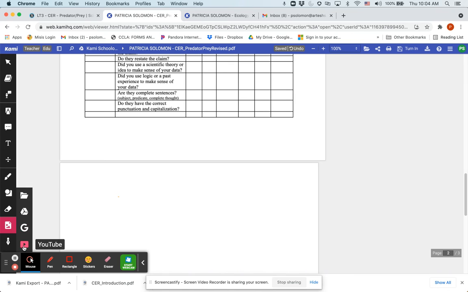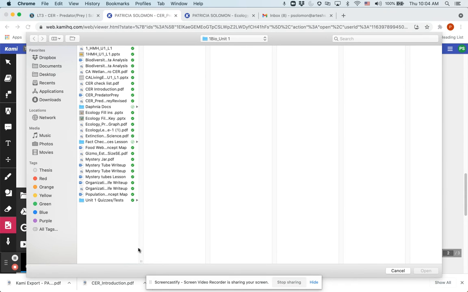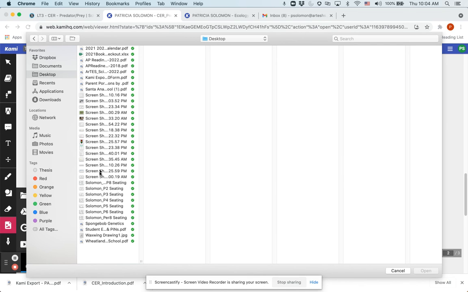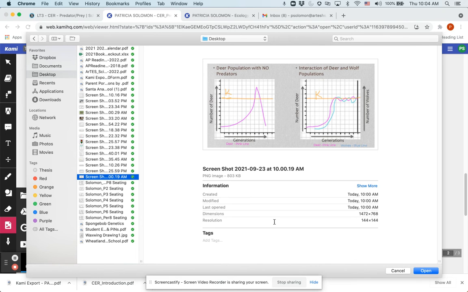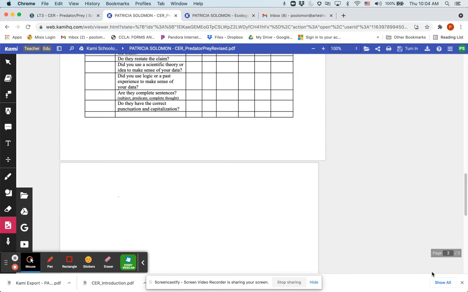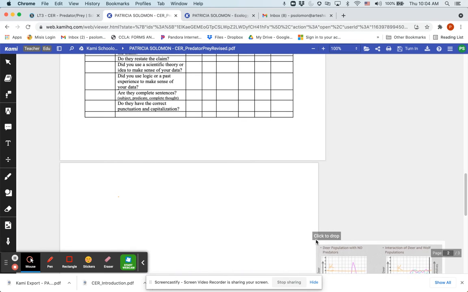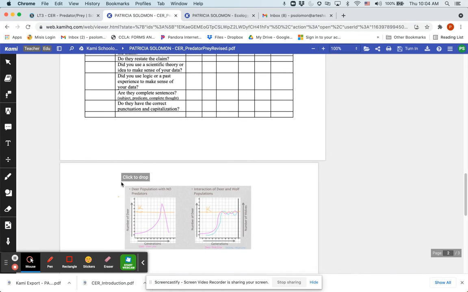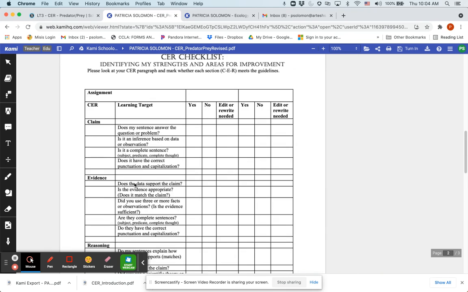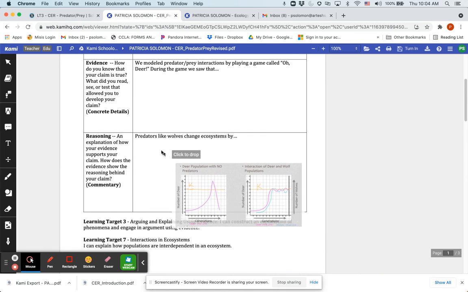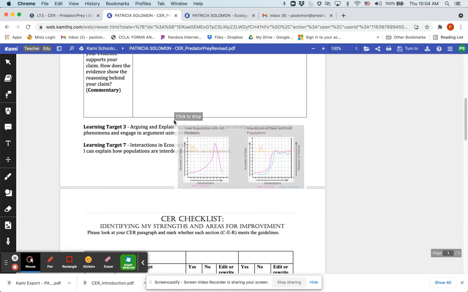and it will ask you from where you want to get your media. My screenshot is on my computer, so I'm going to find it. I think it's different how a Chromebook does this, but I'm going to find my little graph screenshot. There it is, and I'm going to add it in. Actually, this is a lot smaller than I thought it would be. Maybe I'll put it right here.